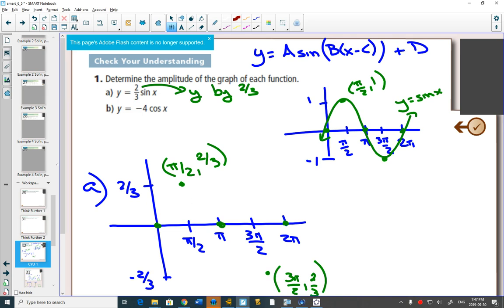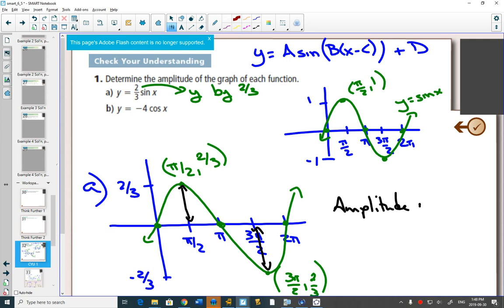And when we go to graph this, it has the same shape as before. It's just been compressed a little bit. Now remember, this question is saying determine the amplitude. The amplitude is the distance from the maximum to the center line, or the distance from a minimum to the center line. Well, how far is that black distance? The amplitude is now 2/3.